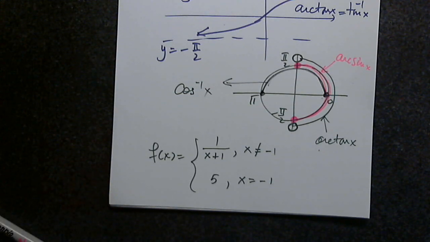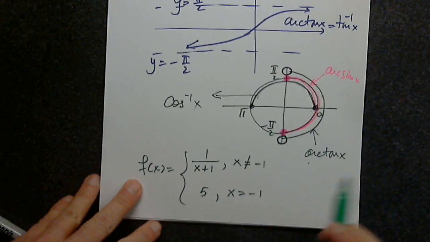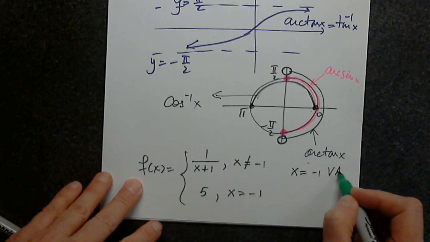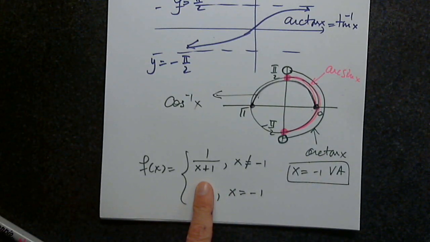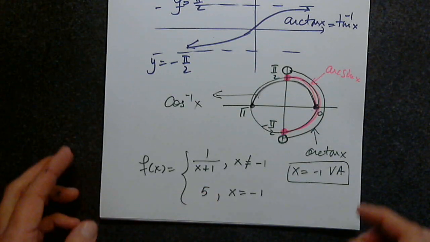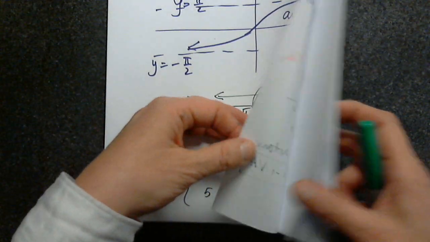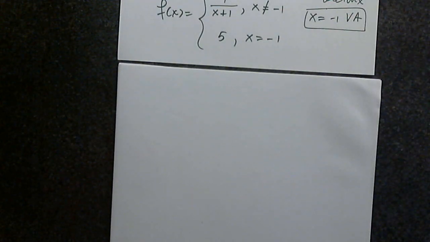Can I turn this function into a continuous function? Not the function. I cannot because x equals negative 1 is a vertical asymptote. So this function can never be turned into a continuous function because this discontinuity is not what type? It's not a removable discontinuity. Good. Awesome. Now I want to give you a counterexample.